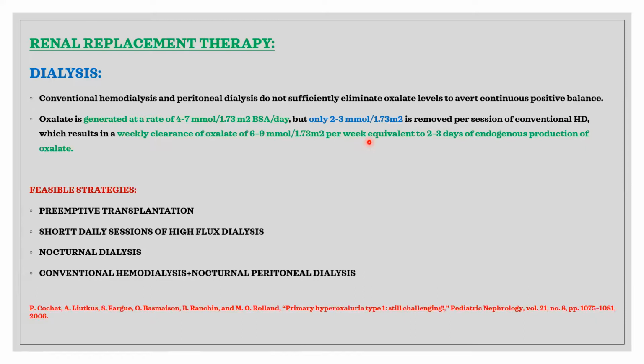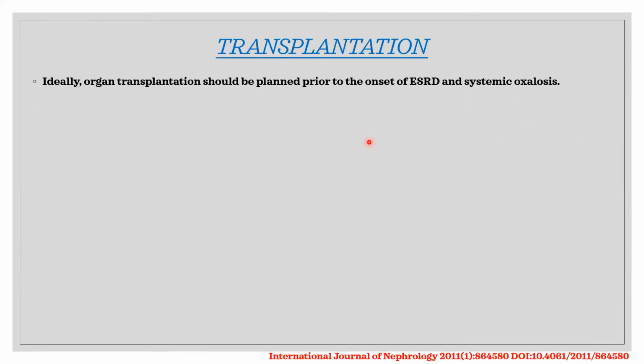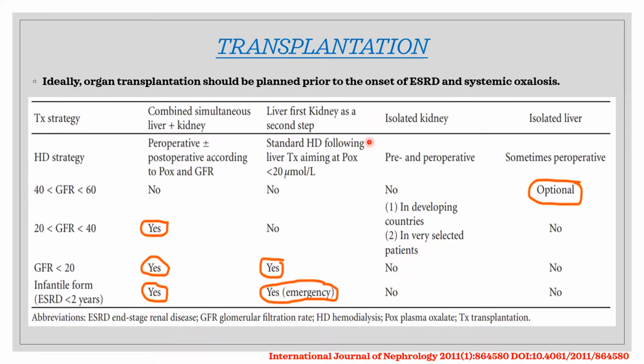So other feasible strategies could be preemptive transplantation, short daily sessions of high flux dialysis, nocturnal dialysis, or conventional hemodialysis with nocturnal peritoneal dialysis. Coming to the transplantation, ideally organ transplantation should be planned prior to the onset of ESRD and systemic oxalosis, that is, prior to CKD stage 3B. And there are 4 different modalities of transplant in primary hyperoxaluria, where isolated liver, isolated kidney, liver followed by kidney, or combined simultaneous liver kidney can be tried.